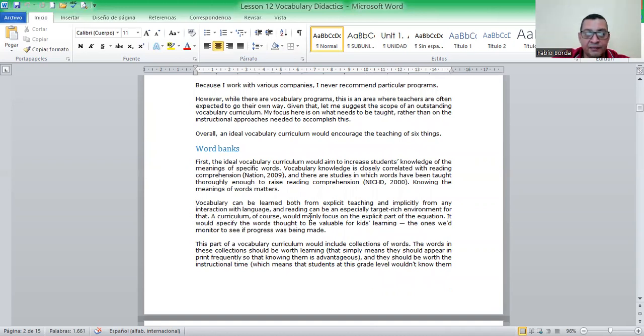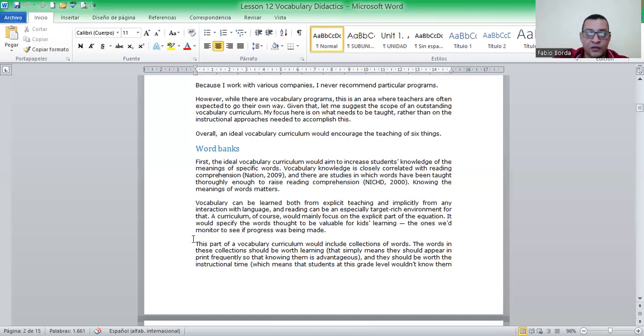Vocabulary can be learned both from explicit teaching and implicitly from any interaction with language, and reading can be an especially rich environment for that. A vocabulary curriculum would mainly focus on the explicit part of the equation. It will specify the words taught to be valuable for kids learning, and ones we monitor to see if progress was being made. This part of the vocabulary curriculum will include a collection of words.